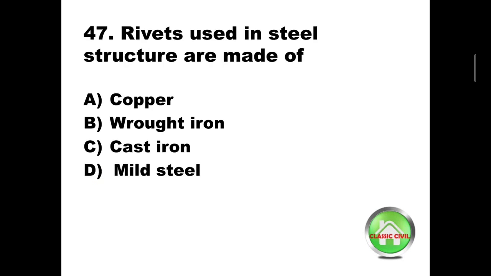Question number 47. Rivets used in steel structure are made of option A, copper. Option B, wrought iron. Option C, cast iron. Option D, mild steel. Rivets used in steel structure are made of, answer is option D, mild steel.